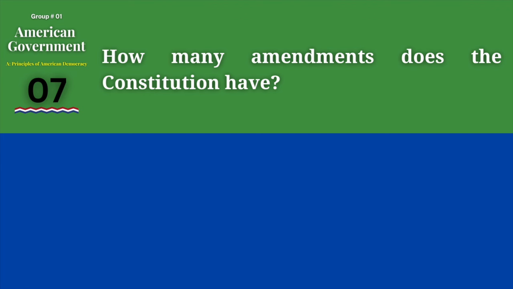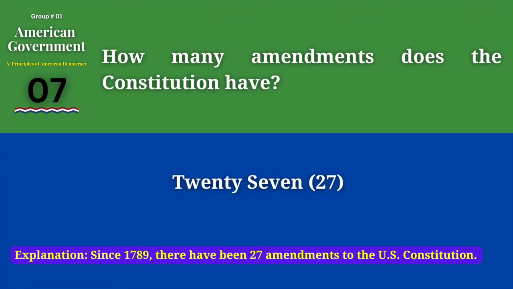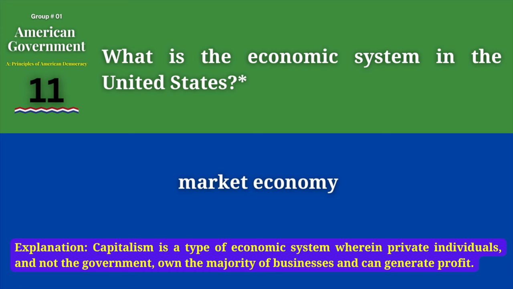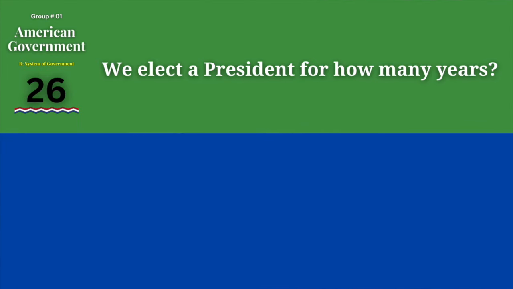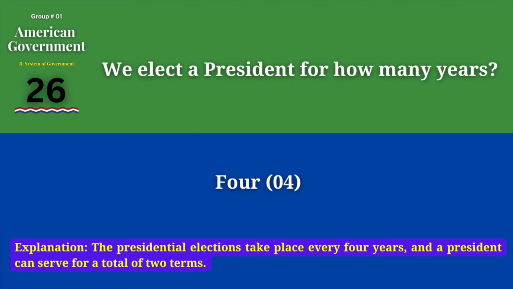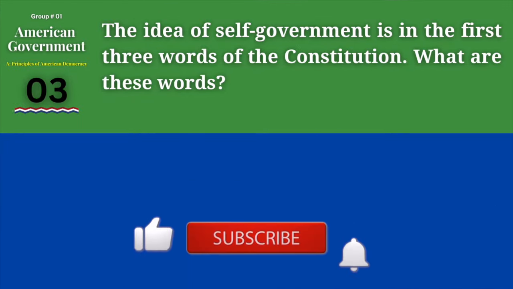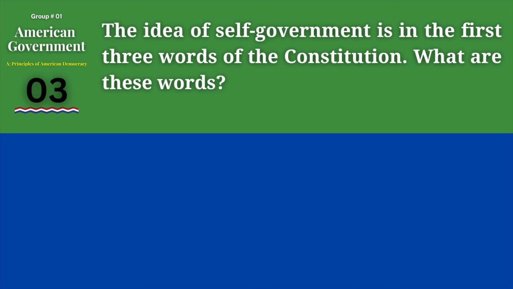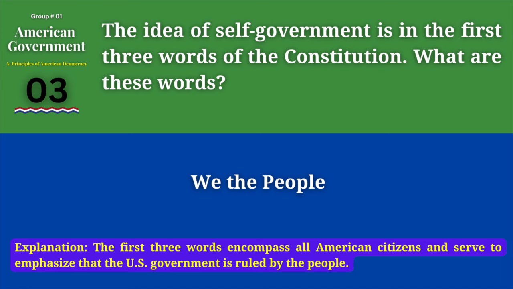How many amendments does the Constitution have? 27. What is the economic system in the United States? Market economy. We elect a president for how many years? 4. The idea of self-government is in the first 3 words of the Constitution. What are these words? We the people.